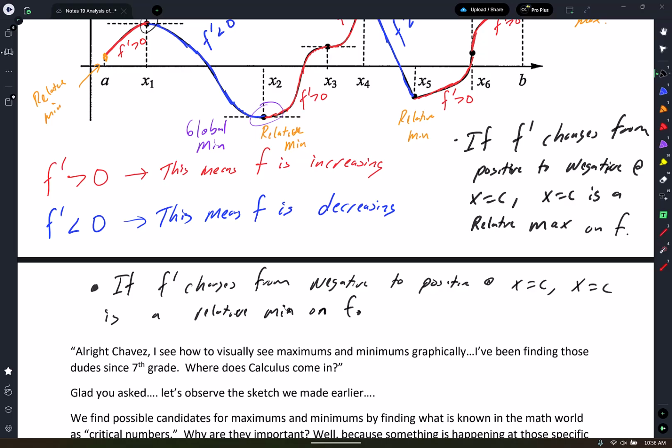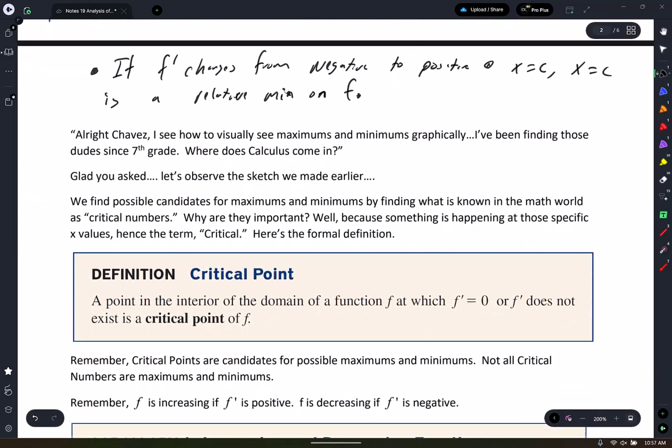If f prime is positive, f is increasing. So if f prime changes from positive to negative, f has a max. Does that make sense, guys? All right, let's see what we got here.